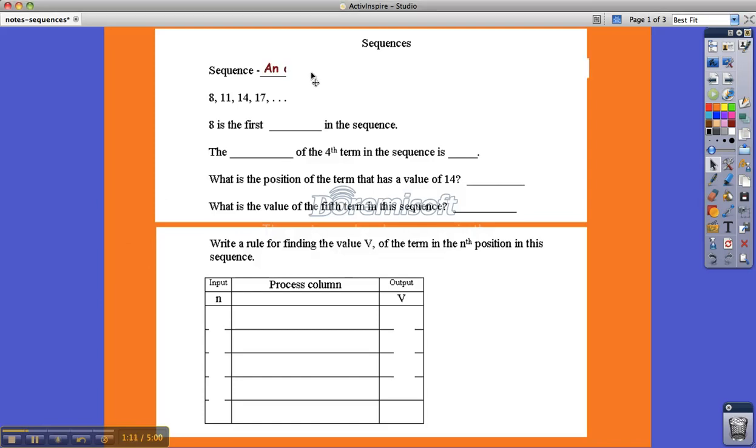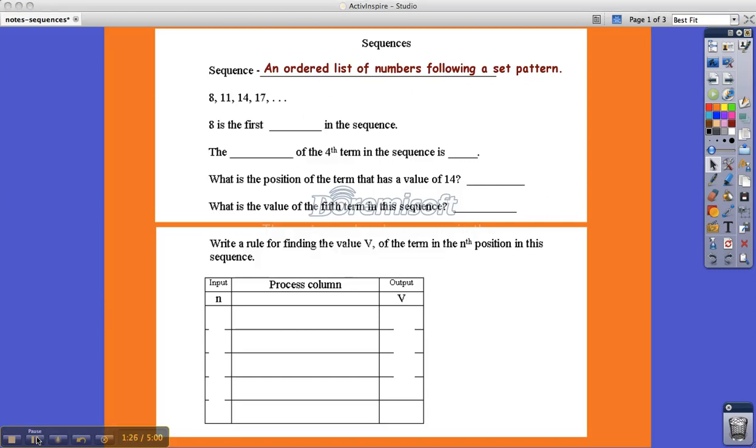So we're going to go ahead and write that vocabulary word down. A sequence is an ordered list of numbers following a set pattern. So a sequence is an ordered list of numbers following a set pattern. So go ahead and pause the video again and write down that definition in your notes.